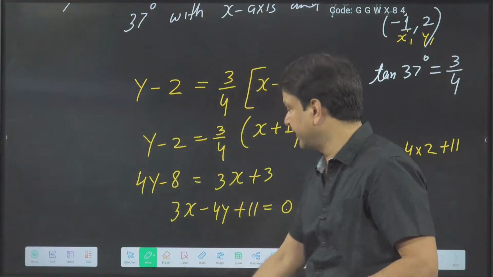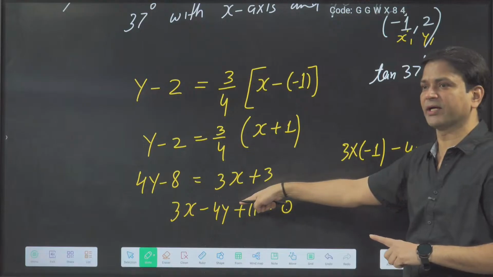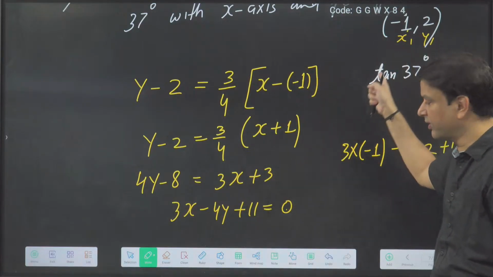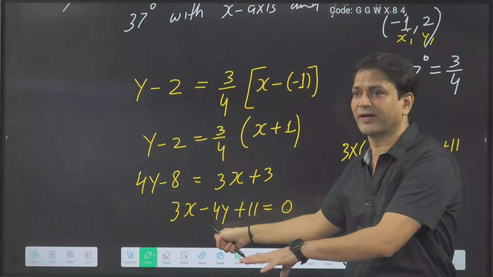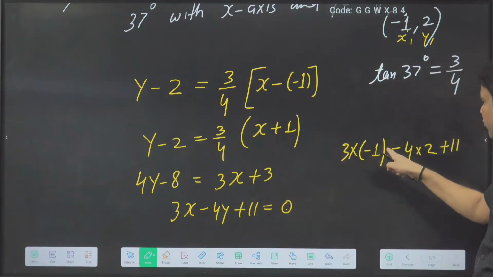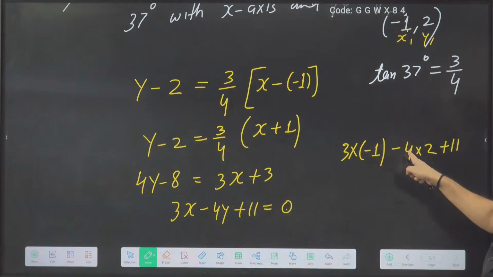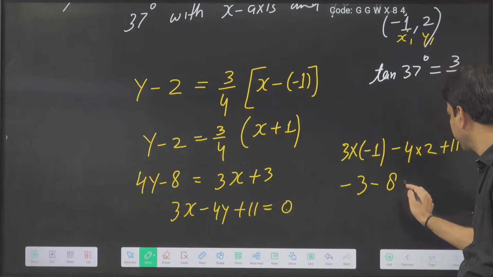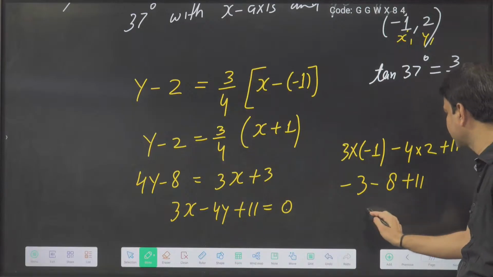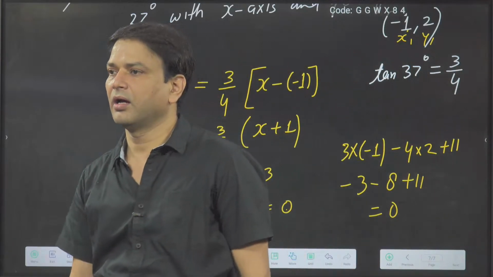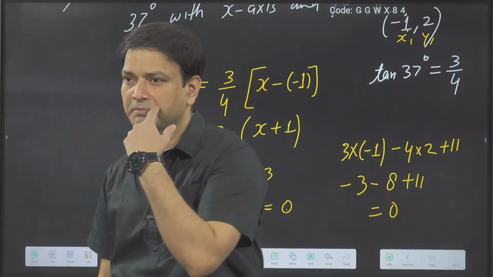So here I got the equation, and now I am verifying it. I am putting the point x1, y1 because this point is on this line, so it has to satisfy the equation. The x1 value I put is minus 1, the y1 value I put is 2. Now minus 3 minus 8 plus 11. Minus 11 plus 11, what did I get? 0. It means our equation is correct. Everybody understood or not?